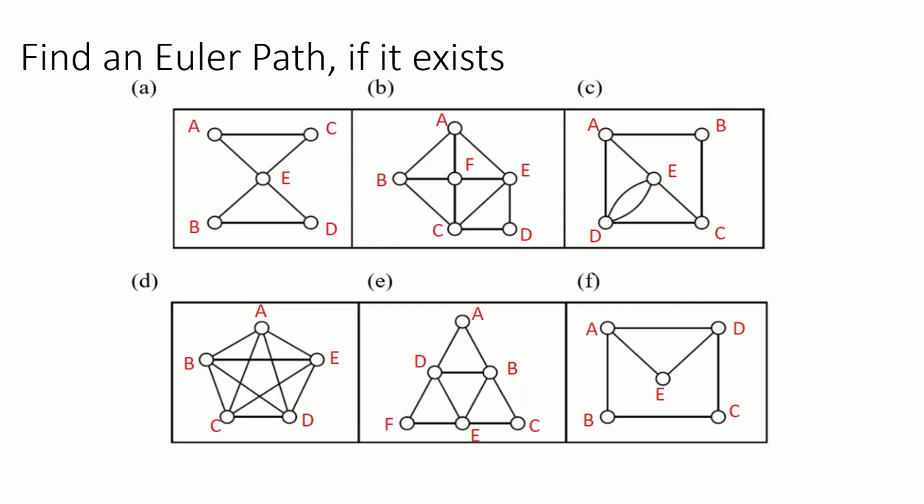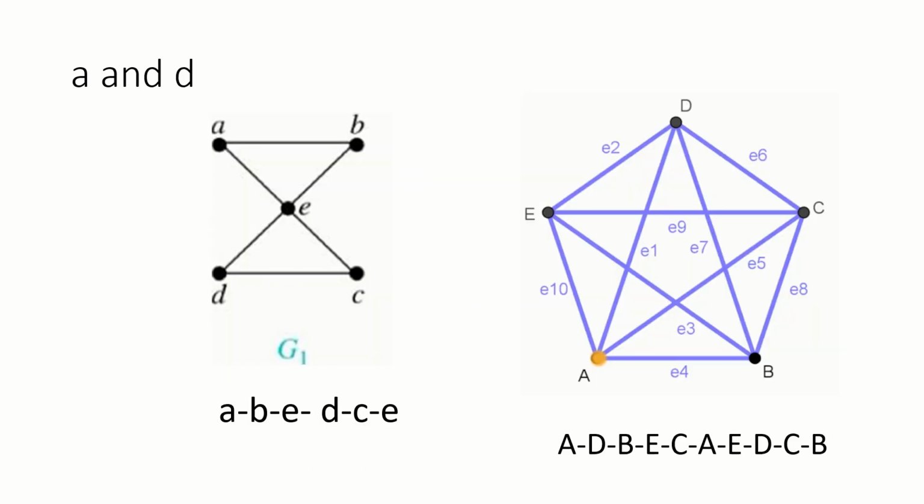Now, find an Euler path if it exists. For A and D, take note that these two already have an Euler circuit, so they have an Euler path. So like this.